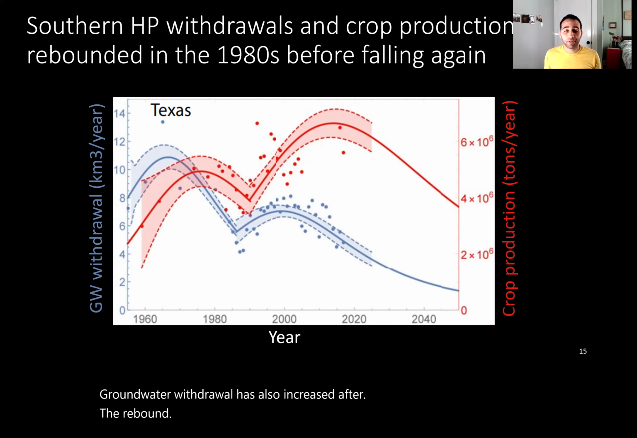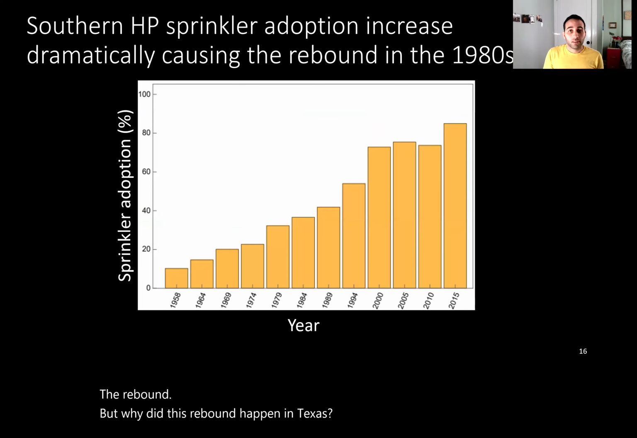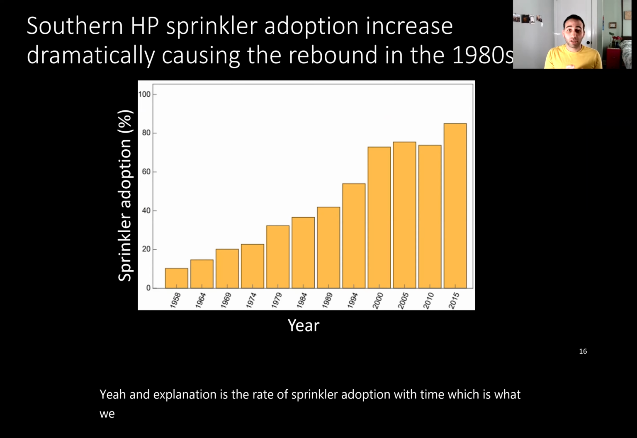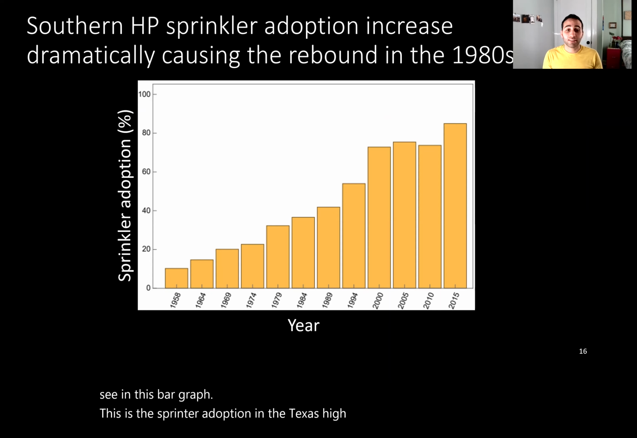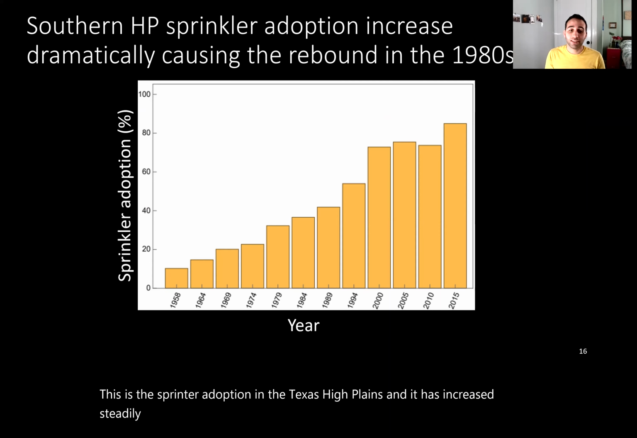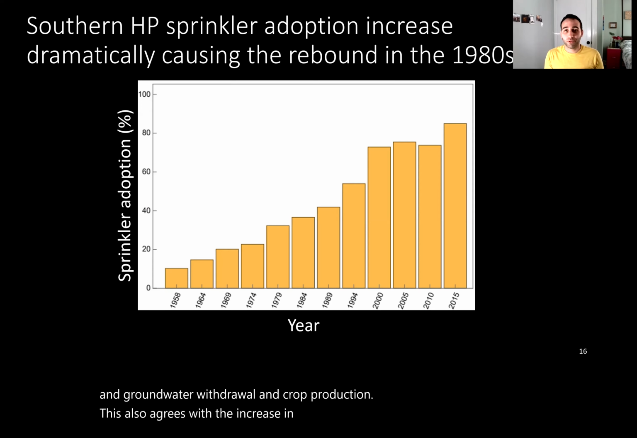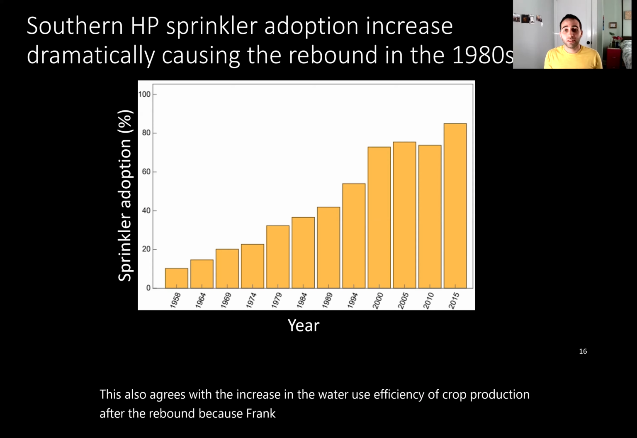But why did this rebound happen in Texas? An explanation is the rate of sprinkler adoption with time, which is what we see in this bar graph. This is the sprinkler adoption in the Texas High Plains, and it has increased steadily, especially in the 1980s and the 1990s, when we saw this rebound in groundwater withdrawal and crop production. This also agrees with the increase in the water use efficiency of crop production after the rebound, because sprinklers improve the efficiency of water use.